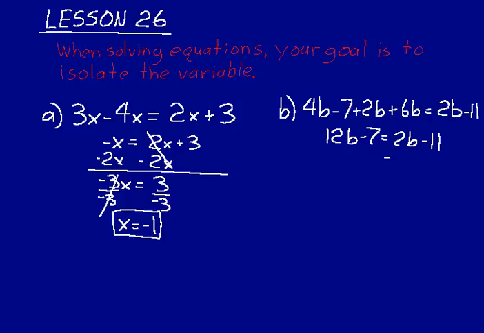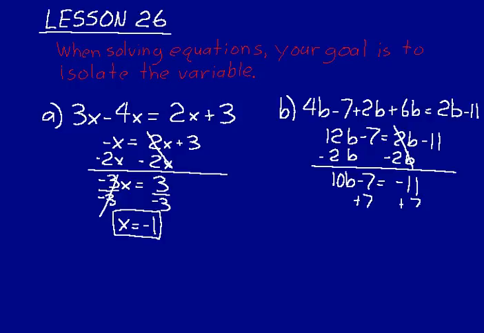So we could do that by adding a negative 2B to both sides. We could add a negative 12B to both sides as well, but I just want to get it on the left. And so that cancels on the right, and we end up with 10B minus 7 is equal to negative 11. Now it's looking more like an equation that we've worked with before. It's taken us a few steps to get there, but we know what we could do now.